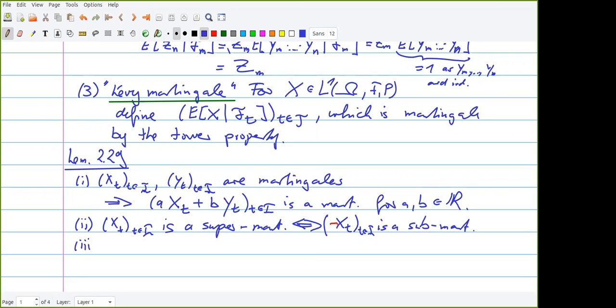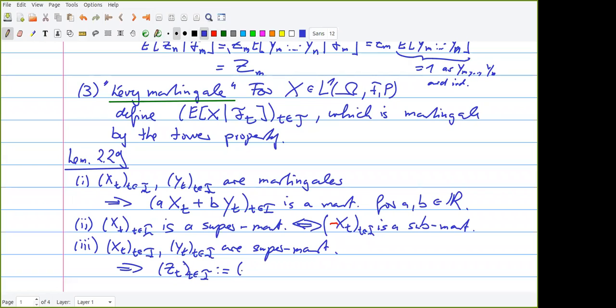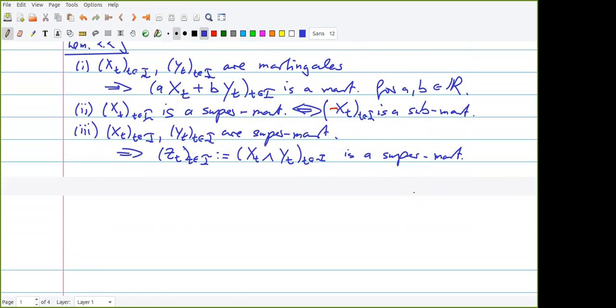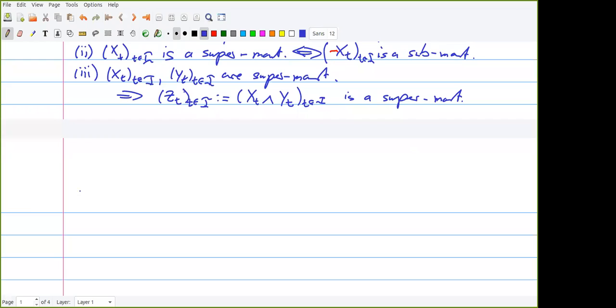All right. And another property we'll need later is: let's assume X and Y are super martingales. Then the process Z, defined as the minimum of X and Y, is a super martingale. And so this gives us an idea which operations we can do for martingales and super martingales, and how they preserve the martingale property, or how they change it.